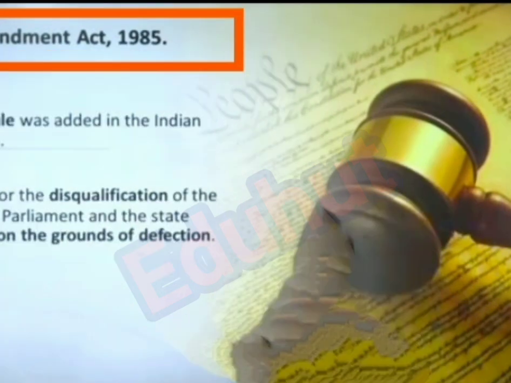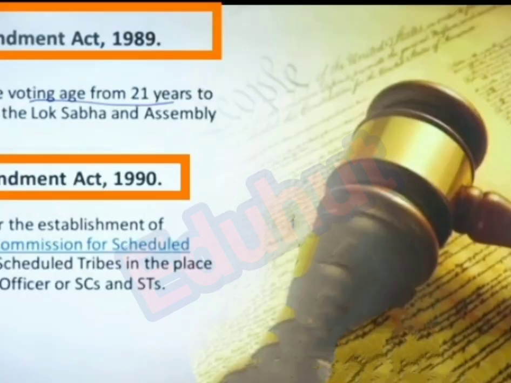52nd Amendment Act 1985. The 10th Schedule was added to the Indian Constitution. It provided for the disqualification of the members of Parliament and the state legislatures on the ground of defection. 61st Amendment Act 1989 reduced the voting age from 21 years to 18 years for the Lok Sabha and Assembly elections. 65th Amendment Act 1990 provided for the establishment of the National Commission for Scheduled Castes and Scheduled Tribes in the place of a special officer for SCs and STs.